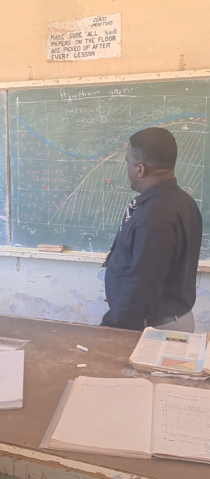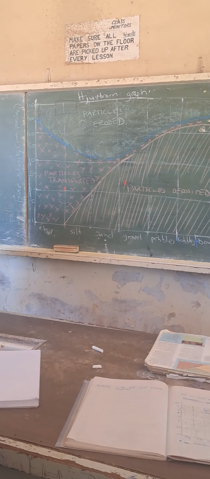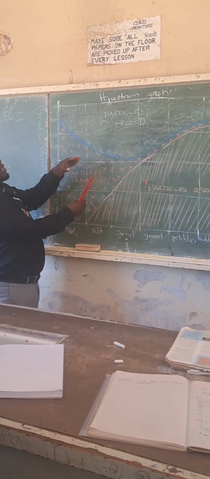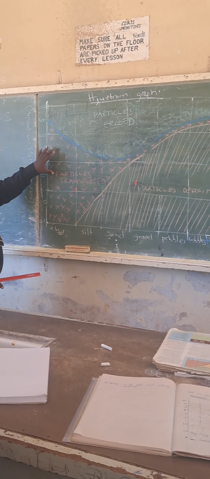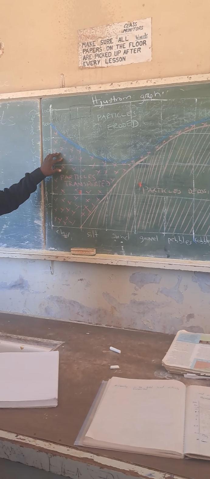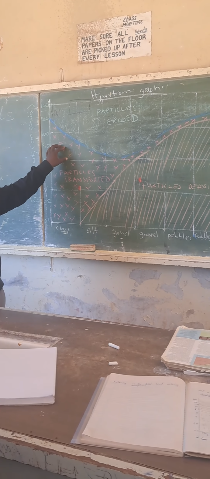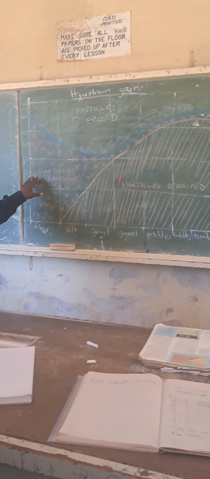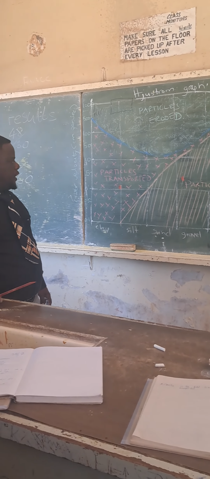Okay, then if we look at particles transported on our graph, this graph here is very broad, tapering as we go towards that direction, meaning that here we tend to have the highest rate of transportation. Clay has the highest rate of transportation. Why? Just because clay particles are the smallest of our load, so they have the greatest rate of transportation.